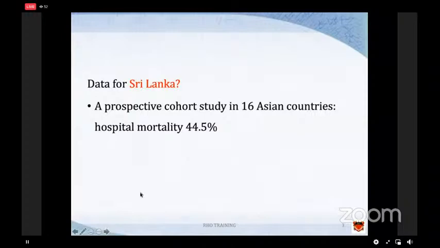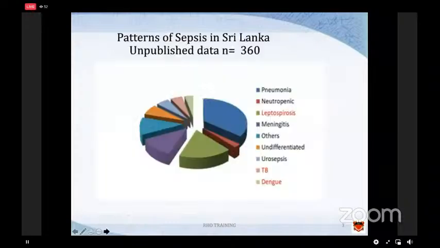So have we got Sri Lankan data? What is the mortality rate? We don't have it currently, but we have one study, a prospective cohort study among 16 Asian countries, where the hospital mortality rate is 44.5%, which goes with the universal data. If you take Sri Lankan data, the commonest cause for sepsis is pneumonia. You may have realized it with COVID also, the highest mortality rate is reported among pneumonic patients. Among other causes, meningitis and leptospirosis were at the top of the list in the Sri Lankan data.